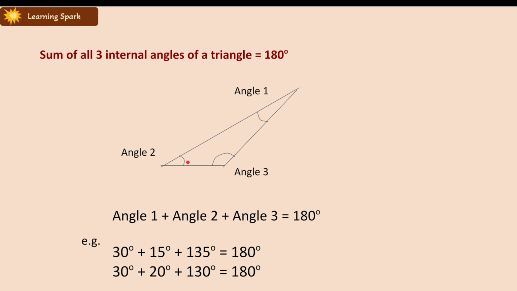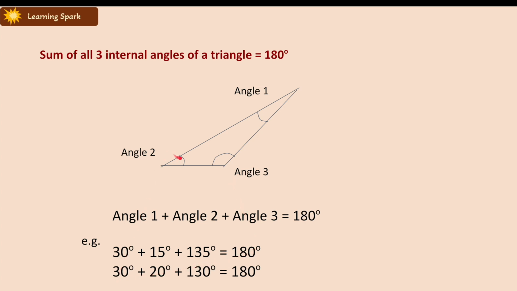Okay, now this is an internal angle, this is an internal angle, this is an internal angle. These three internal angles, if you sum them, it is always going to be 180 degree for all triangles. So angle 1 plus angle 2 plus angle 3 is 180 degree. So say angle 1 is 30 degree, angle 2 is 15 degree, right? Then angle 3 has to be 135 degree. Otherwise how would it be 180? It has to be 180 always. It's always true for triangles.